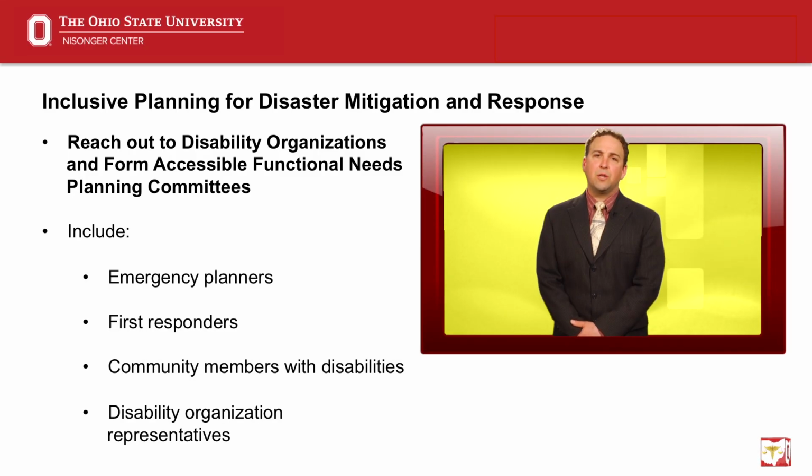A list of disability-related organizations in the state of Ohio can be found on the resources page for this training, but investigate locally to find other organizations that you could reach out to and invite to be a part of the planning process. Local emergency management agencies may be the coordinating agencies for these planning committees, which should also include representatives from local branches of the American Red Cross.